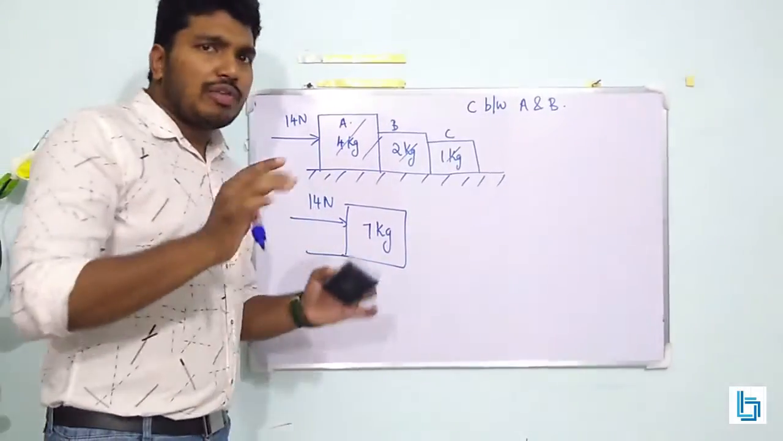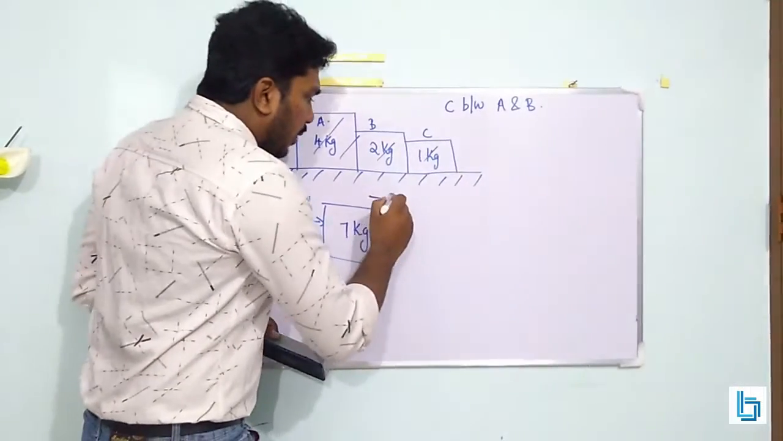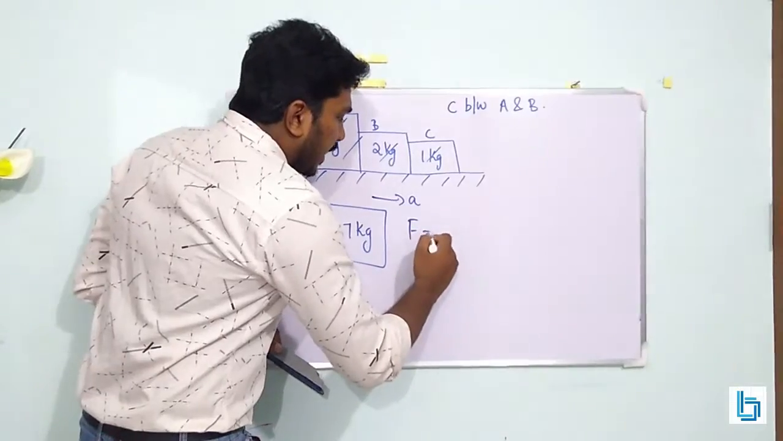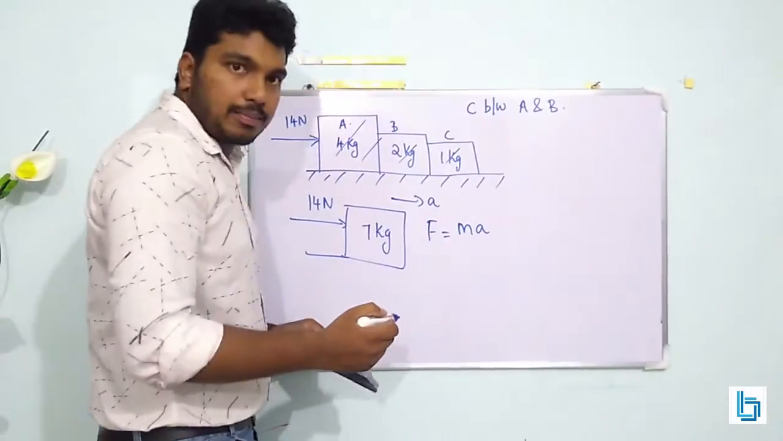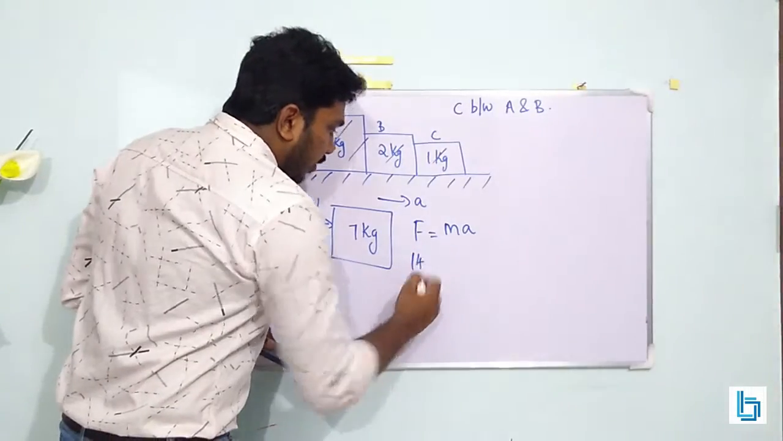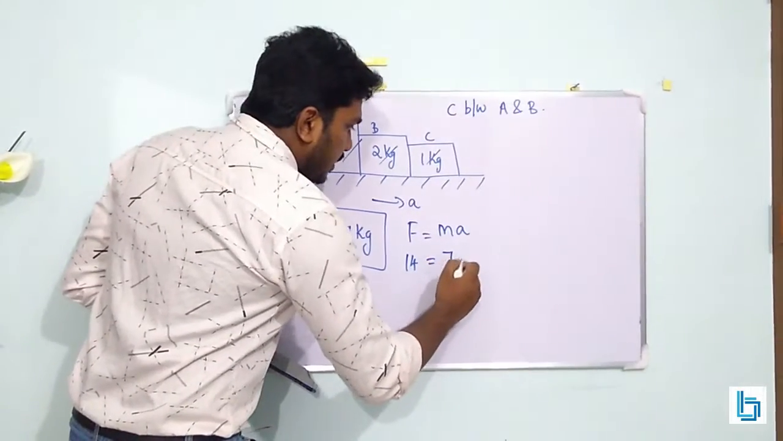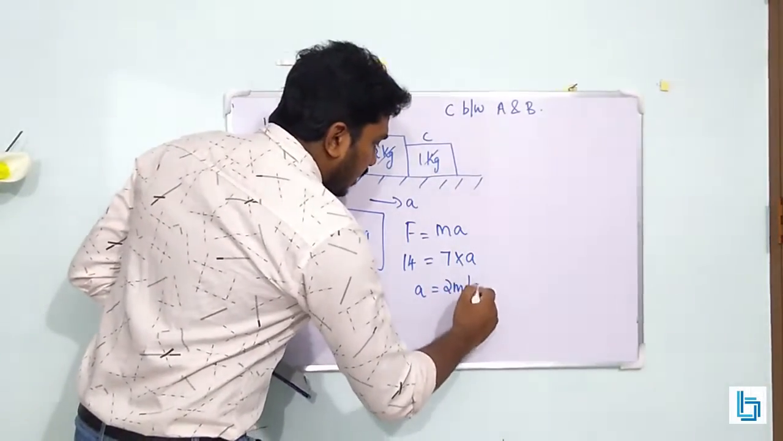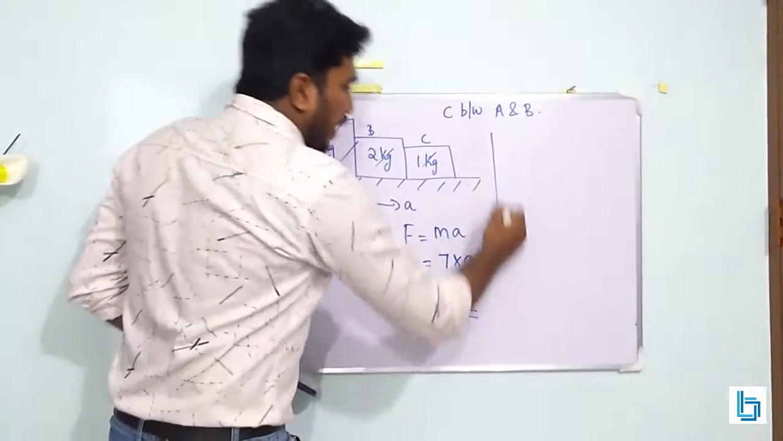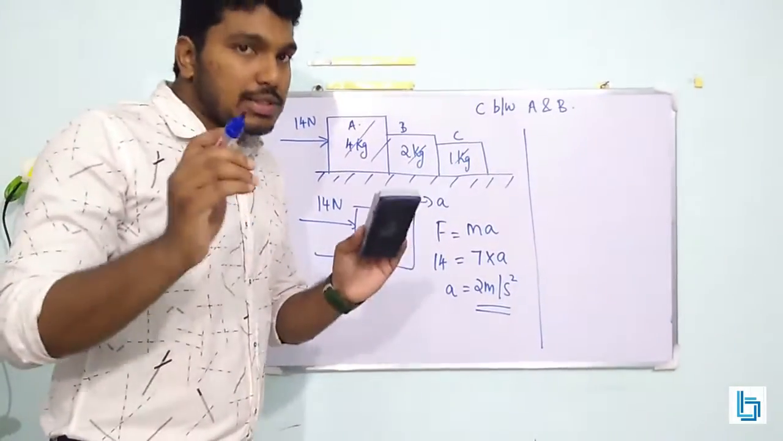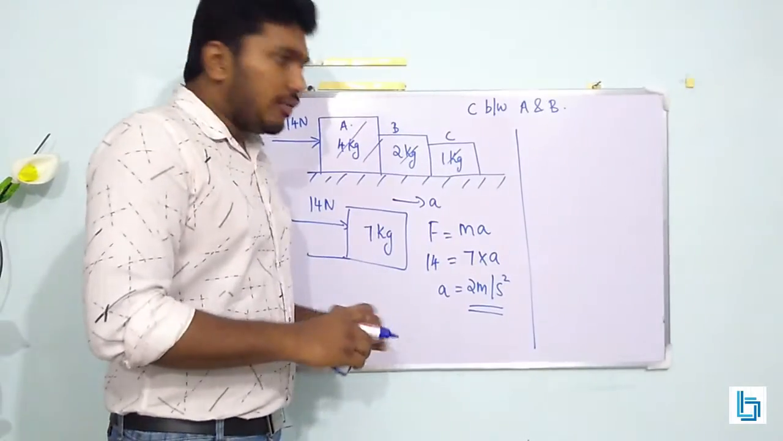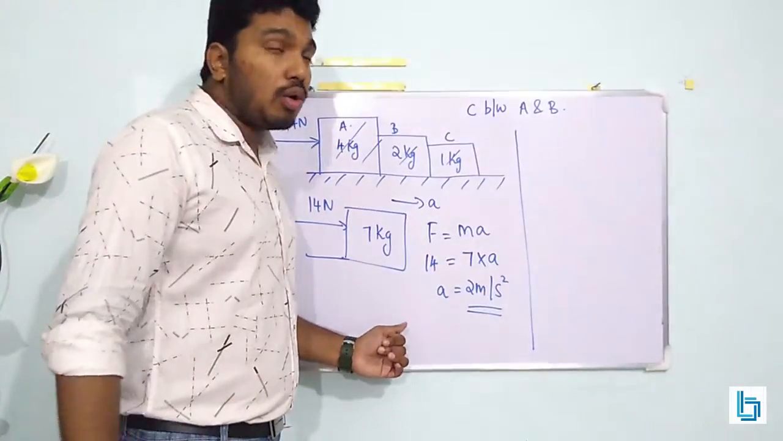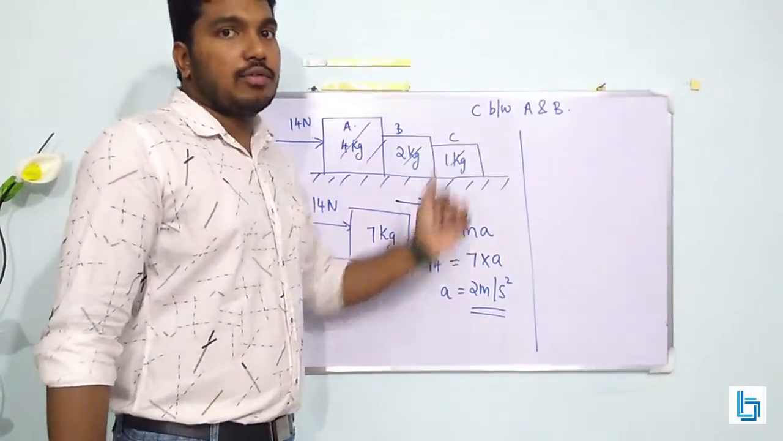Now how do you find the acceleration of the system? They are moving in this direction with an acceleration a. Based on Newton's second law, F is equal to ma. What is F? 14 Newton, right? So 14 is equal to 7 into a, or acceleration you will be getting as 2 meter per second square. Now, we are not supposed to find the acceleration there, are we? We need to find out the value for the contact force.